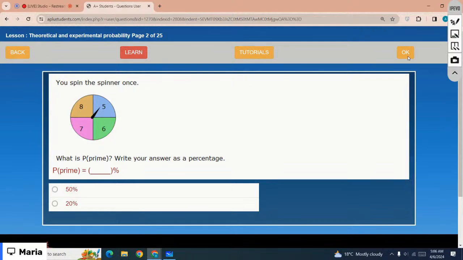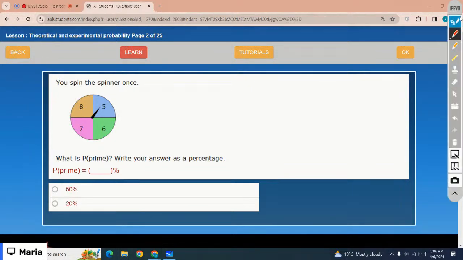You spin the spinner once. What is the probability of prime? So you have 4 portions on the spinner: 5, 6, 7, 8. Which of the numbers are prime here? 2 numbers are prime. 5 is prime and 7 is prime. So the probability of prime is the outcomes that are prime, 2 outcomes out of the total outcomes, which are 4, because the total portions on the spinner are 4.